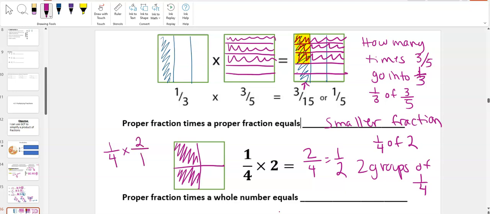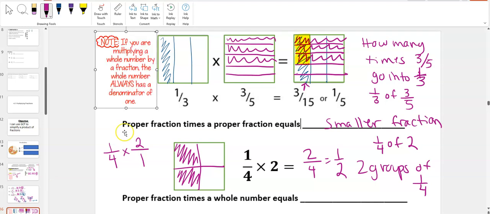Now, if I'm doing this our algorithm way, remember that whenever we have a whole number, we must put it over 1. That is super important. Okay, it is a little fact that we should write on our notes here. All right, so right here, go ahead and write this little note down.